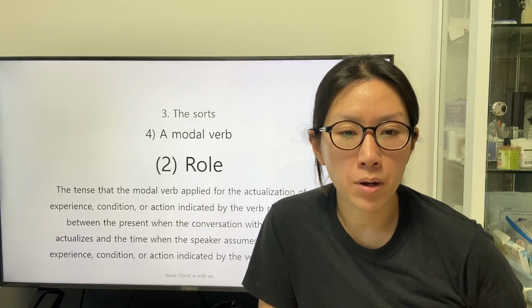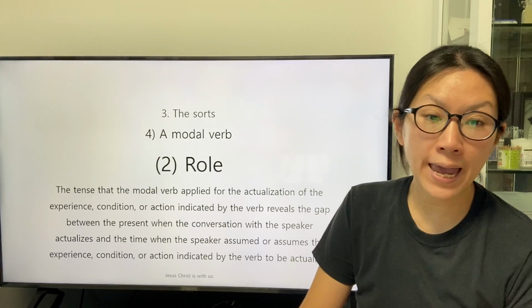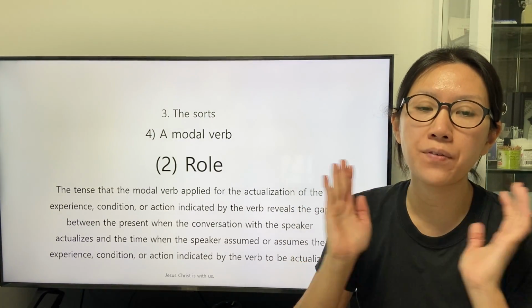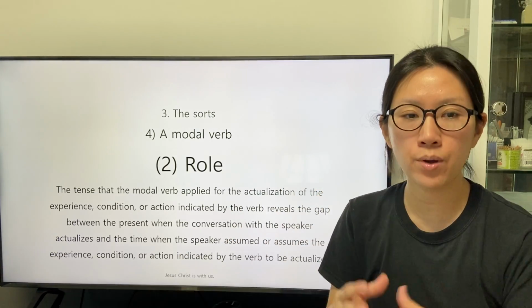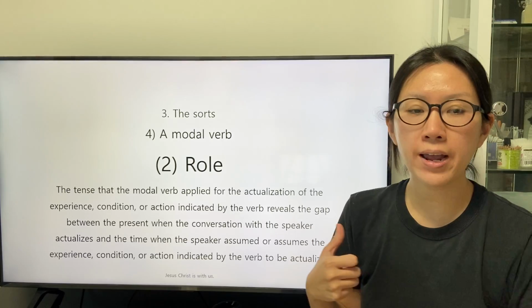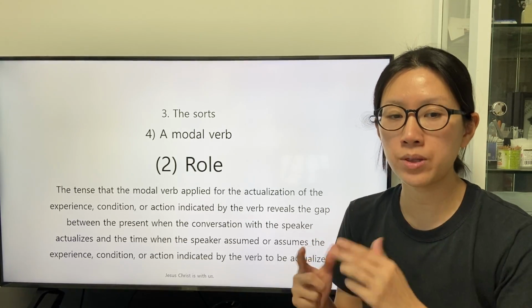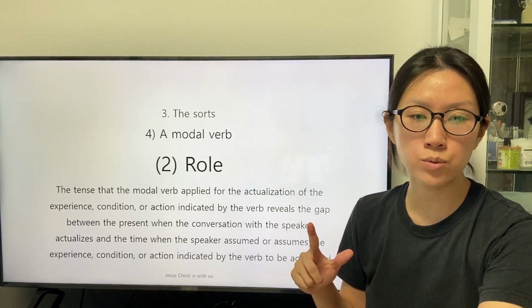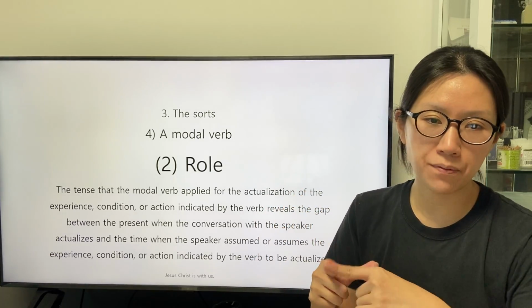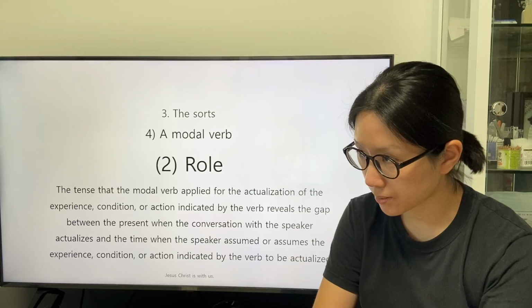The tense that the modal verb applied for the actualization of the experience, condition, or action indicated by the verb reveals the gap between the present when the conversation with the speaker actualizes and the time when the speaker assumed or assumes the experience, condition, or action indicated by the verb to be actualized.